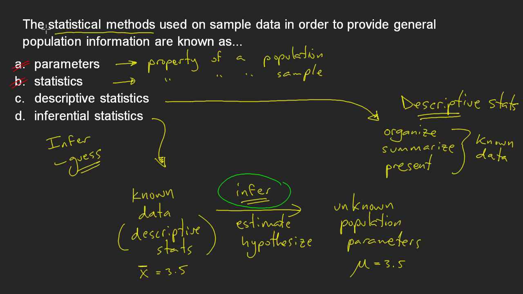So that's what they've described here. They say the statistical methods used on sample data in order to provide general population information are known as, the answer is D, it's inferential statistics. C, descriptive statistics, would have been if we were just organizing, summarizing, or presenting known data. But we're not generalizing to a larger population when we're doing that. We're simply talking about what it is we see with the group that we've measured. And that's not the case in this question. In this question, we're using our known data to generalize or estimate or hypothesize about what's going on in a larger unknown population.